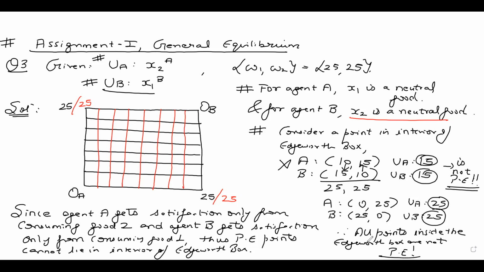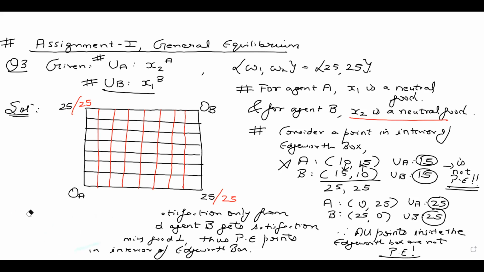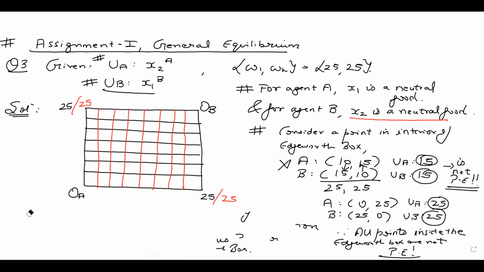Now let's look at the corners and let's see what happens when we are on the corner. So if I erase this particular part, now let's look at the corners. Suppose let's mark this as point C and let's mark this as point D. Now again, if you observe, agent A is getting utility only from good 2, and agent B is getting utility from good 1.